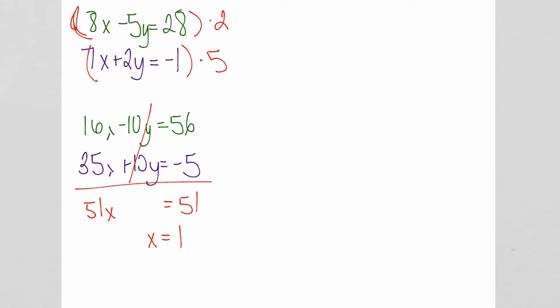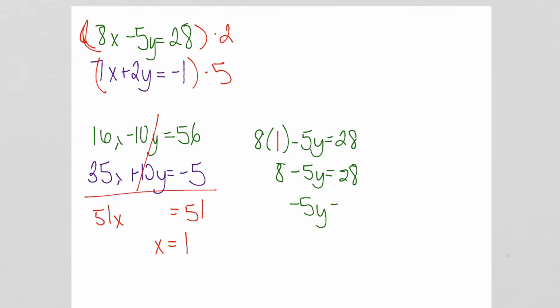Okay, well good. We found the first one. Now we can easily find y. So I'm going to take the 8, this equation up here. You can use any one. So 8 times x, which will be 1, minus 5y equals 28. And solve for y. Y is negative 4.